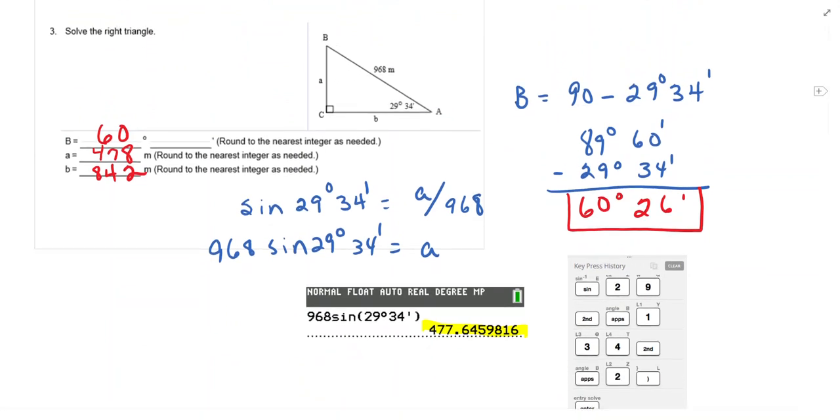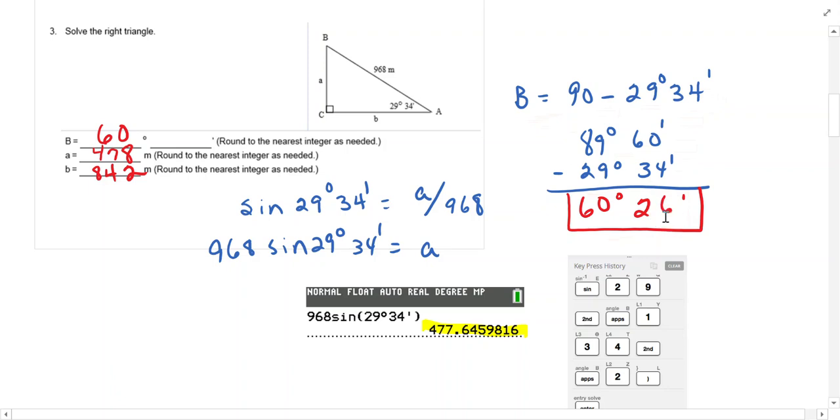All right, number 3, we're doing those solve the right triangle questions. You're given this picture, and you're asked to find the missing pieces: angle B, side A, and side B. Angle B is easy. Subtract from 90. I did it by hand, and I said, if I'm subtracting from 90, I'm going to have to make that 89 degrees 60 minutes. I subtracted and got this. You can do the whole thing on the calculator if you want. You can say 90 minus and then put in 29 degrees 34 minutes, and you would get that.